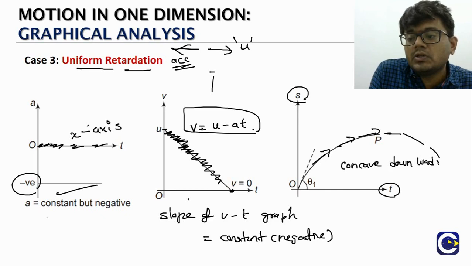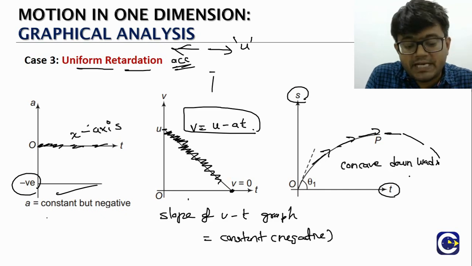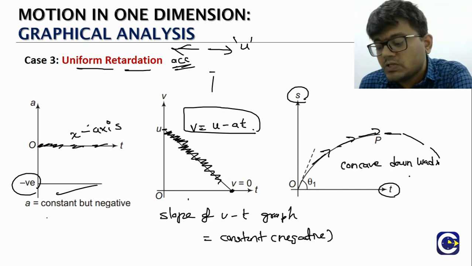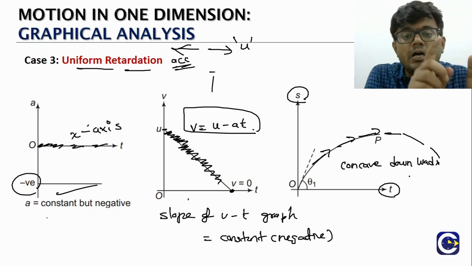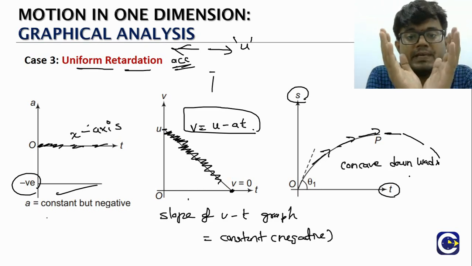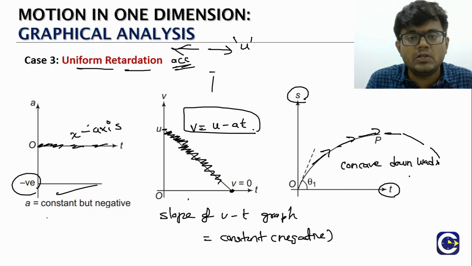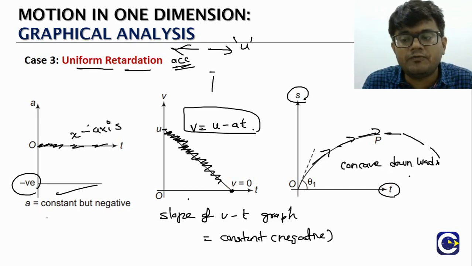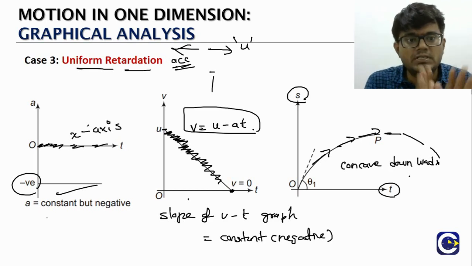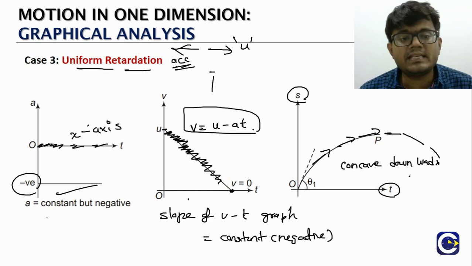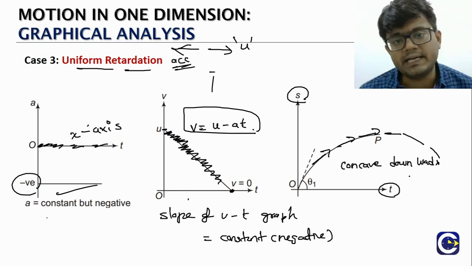Downwards. So whenever you see these shapes, we'll be able to conclude. Whether you have the position time graph or the displacement time graph, concave up means uniform acceleration, and concave down means uniform retardation. So this is how we will be able to analyze the case of uniform retardation.